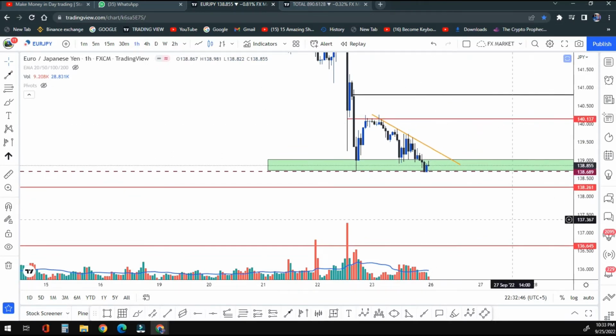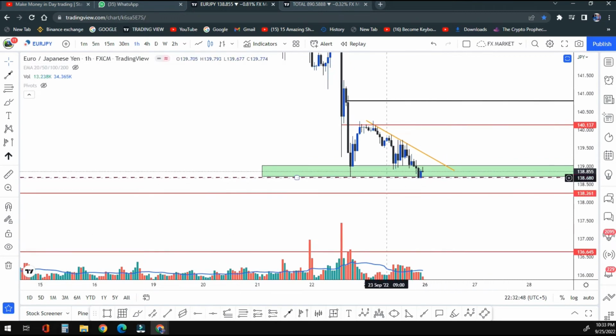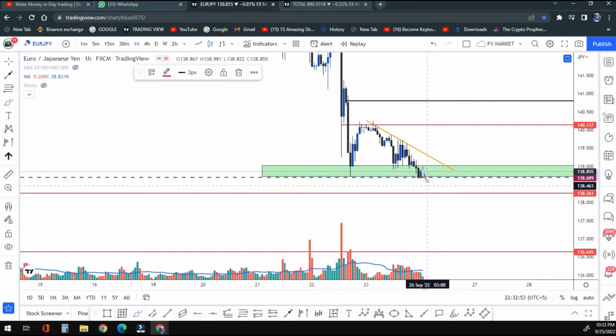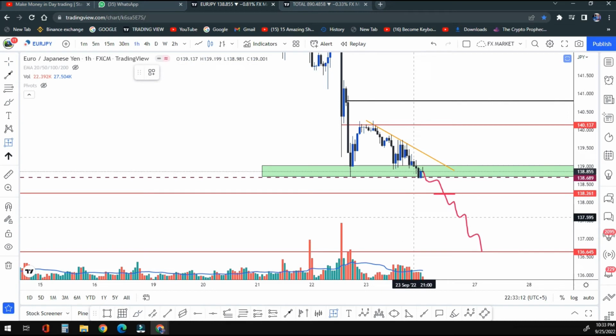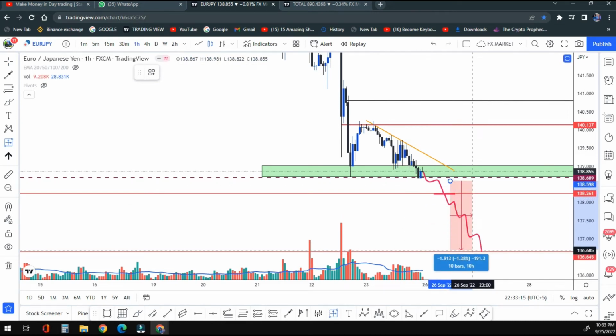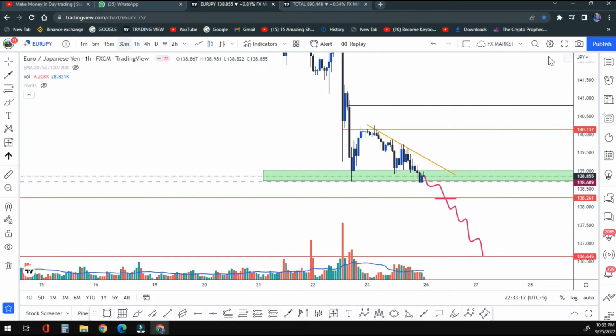Here we can see that if on the Monday open price breaks this level of support, then you can go short for a very small target, which is almost 35 to 40 pips. You can scalp this EURJPY for the first target, and if it breaks, then you can hold for the next target of 136.75, which is a very big target. You can see that it's almost 190 pips.